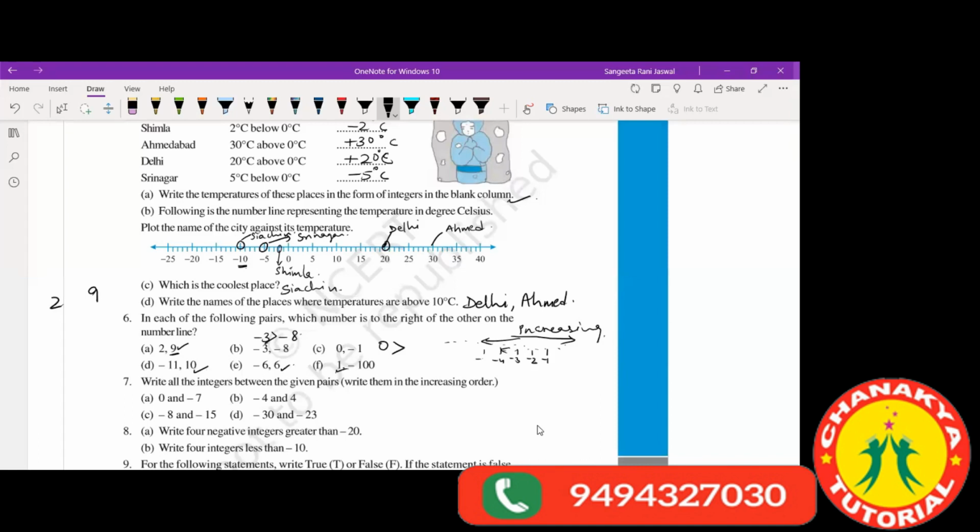Write all integers between the given pairs. Write them in the increasing order. So you have to write all the integers that come between 0 and -7. Please write it in your notebooks. Between 0 and -7, what all integers you get. Write for all the 4 parts, and I'll ask you one by one. Yes, Neha, tell me the first one. Others you can write. Between 0 and -7, which numbers will you get?